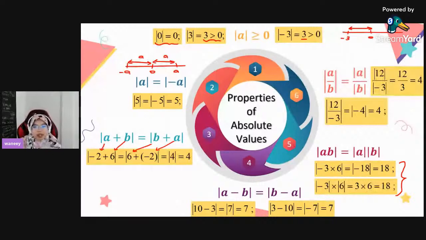If, let's say, I do 12 over negative 3, this is the modulus of negative 4, which is equal to 4. Or if I take the modulus of 12 over the modulus of negative 3, that is also equal to 4. So the answer is the same. Okay, so those are the properties of absolute value.